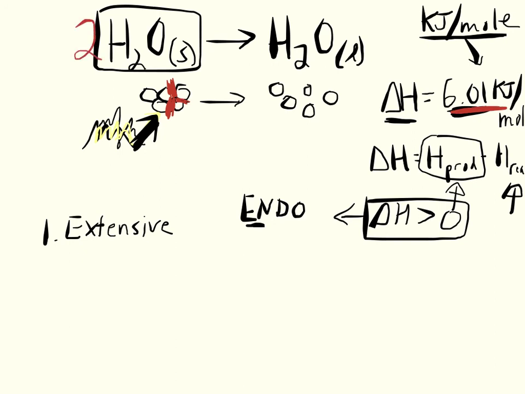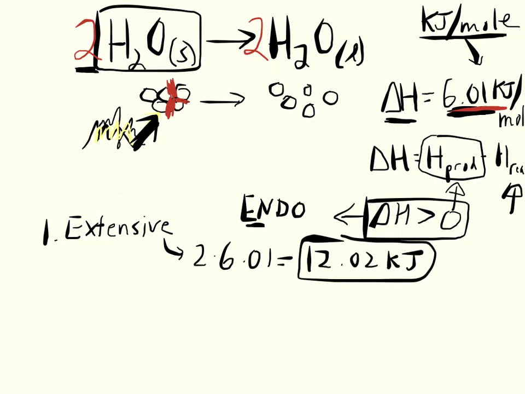But let's say we put a coefficient of 2 in front of these. That's going to change the amount of enthalpy needed for this process to occur. Since we have twice the amount of H2O solid, ice, we're going to need twice the amount of overall kilojoules. So for this process to occur, it would now take 2 times 6.01, which will give you about 12.02 kilojoules. That's still the same thing as 6.01 kilojoules per mole. We're just now taking into account the amount of moles that we have.